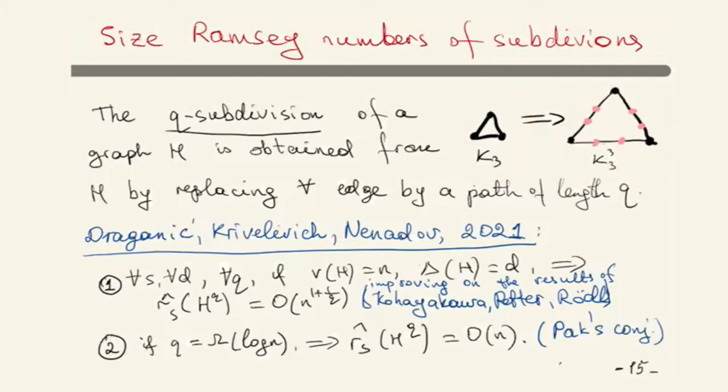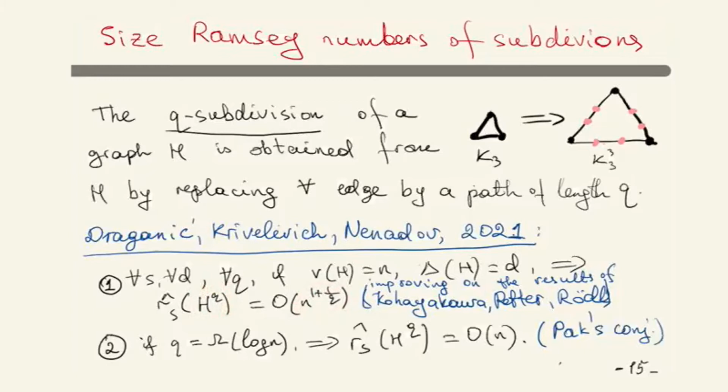So the size Ramsey numbers of subdivisions were also studied before, and very recently, Draganic, Krivelevich, and Nadov proved several results about them. The first result says that if you take any graph H on n vertices and maximum degree D, then the size Ramsey number of its Q subdivision is going to be bounded by n to the 1 plus 1 over Q. So this actually improves the results of Kohayakawa, Retter, and Rödl.